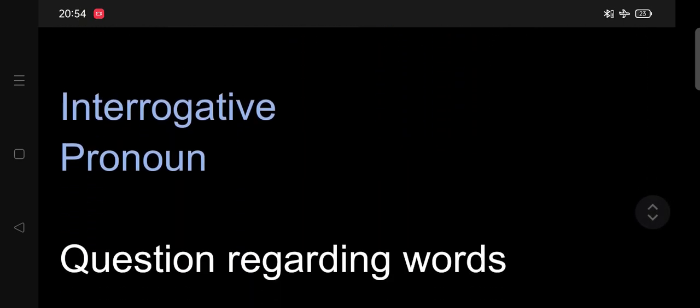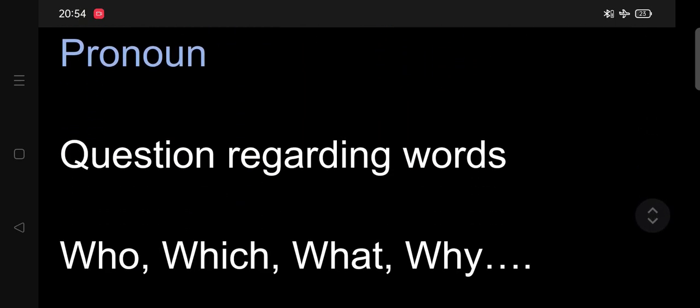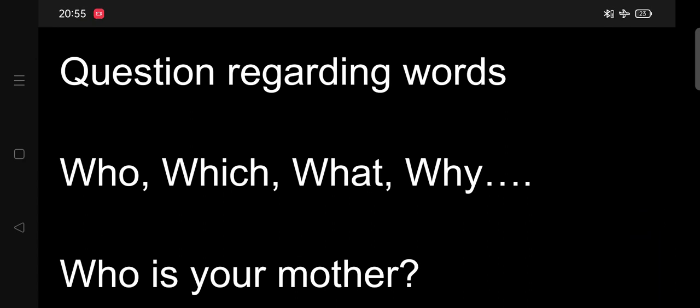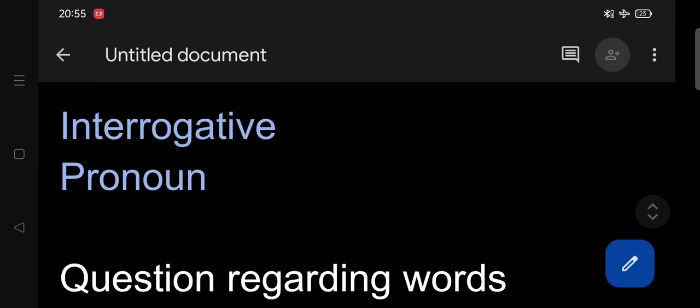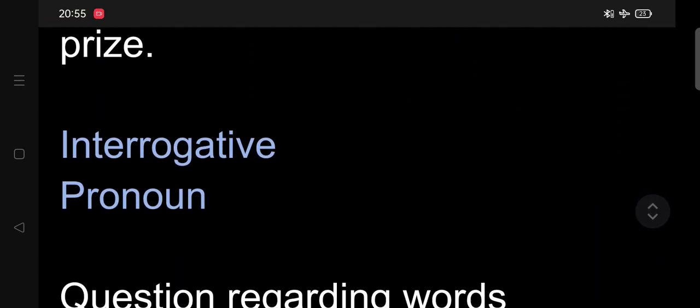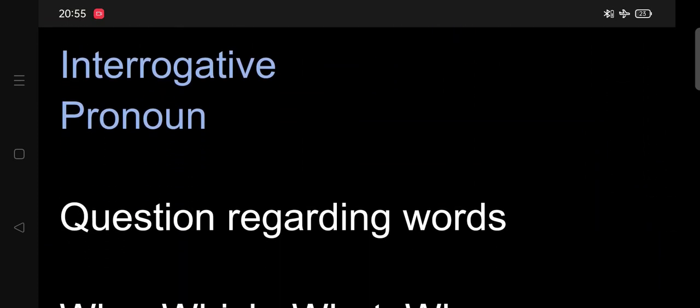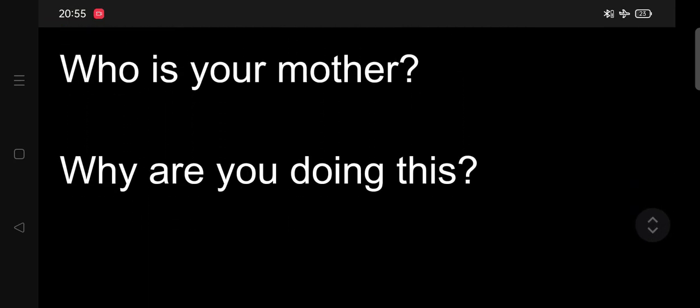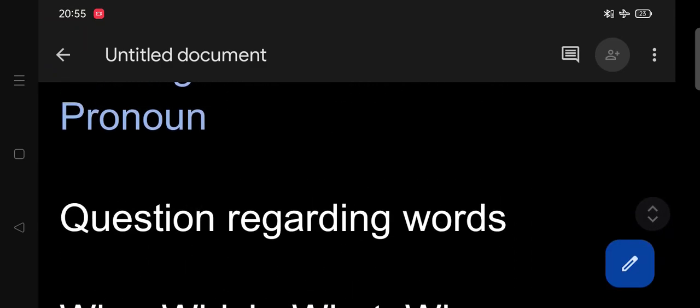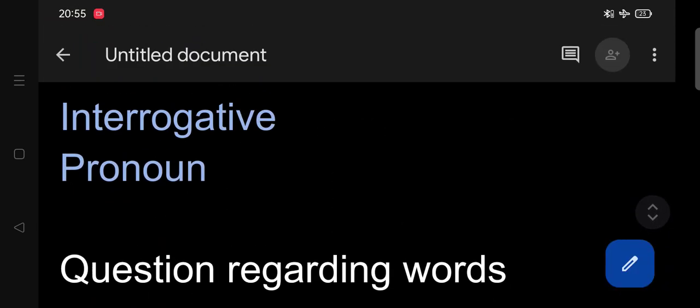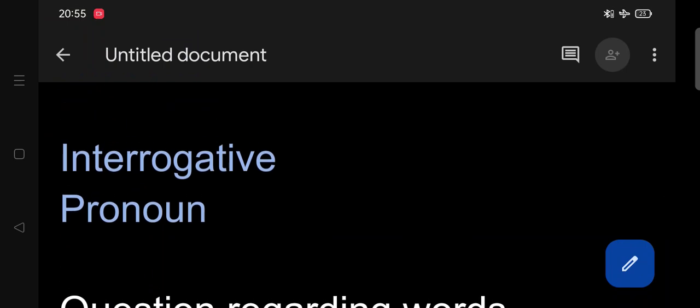Next we are moving towards interrogative pronoun. Any kind of question regarding words, who, which, what, why, they are all interrogative pronoun. Now what is the difference between relative pronoun and interrogative pronoun? This is very easy to you. Interrogative pronouns are those WH words through which you can start a question, like who is your mother, why are you doing this, what is your name, which color do you like. So interrogative pronoun are those WH words through which you can start a question.